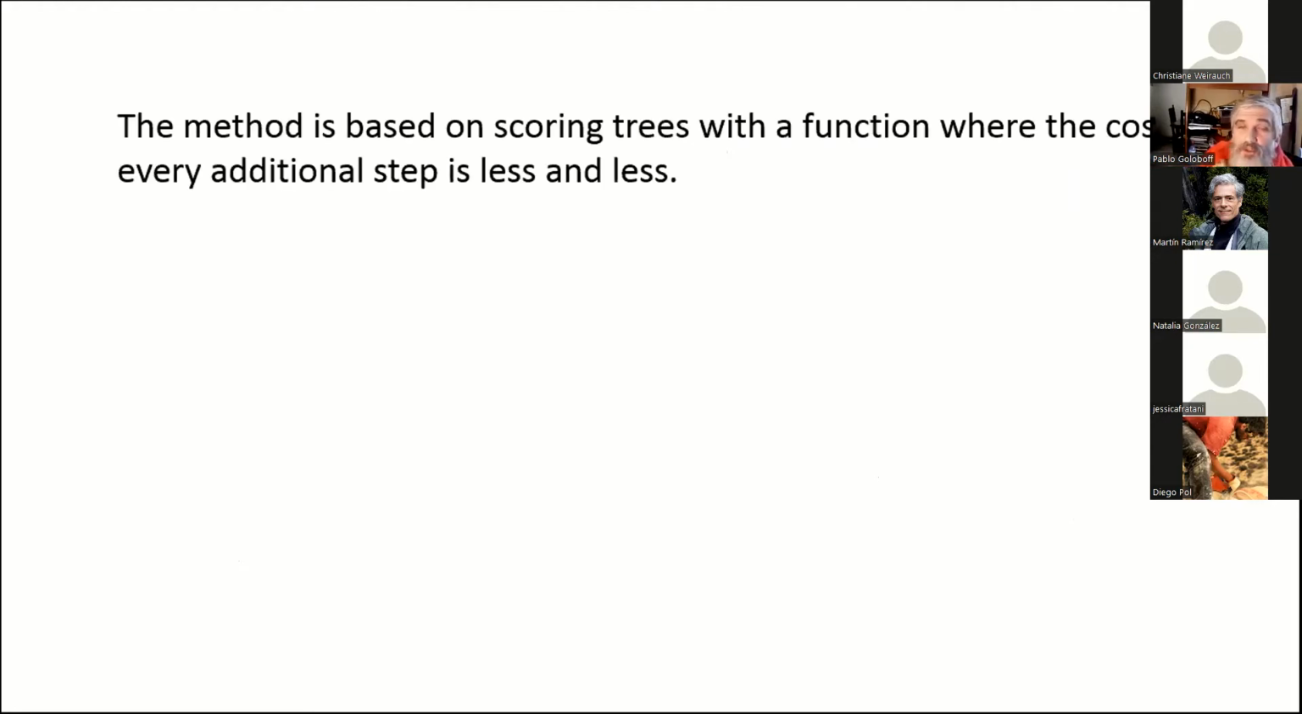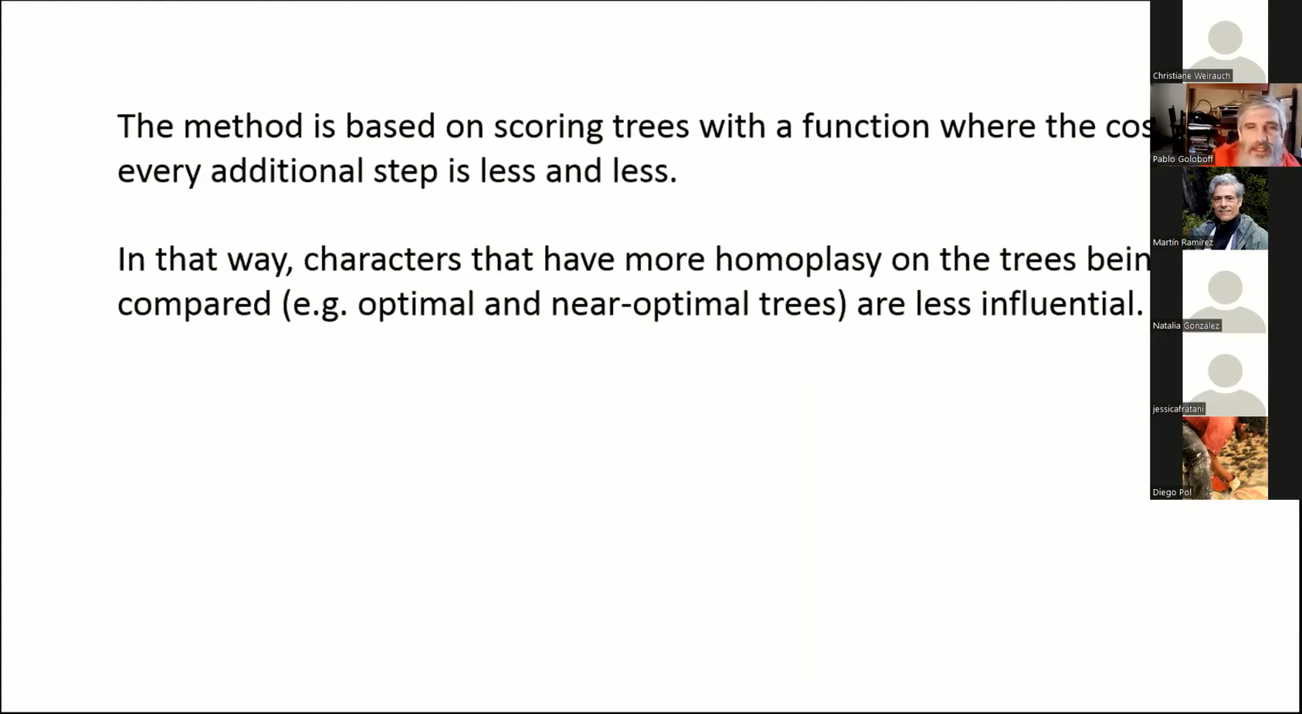The method is based on scoring trees with a function where the cost of every additional step is less and less. In that way, characters that have more homoplasy on the trees being compared, for example, optimal and near optimal trees, are less influential.